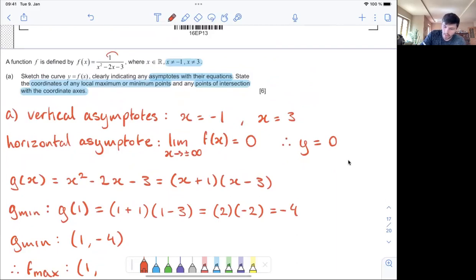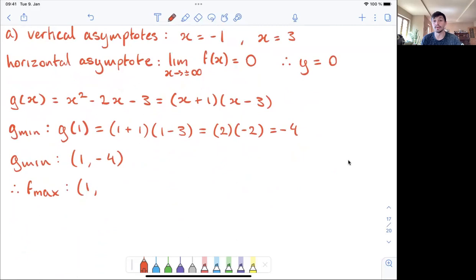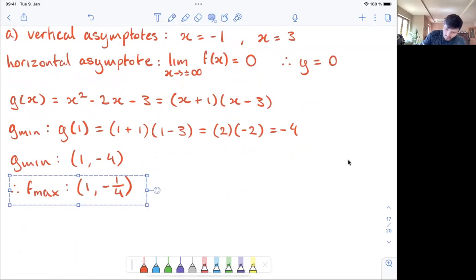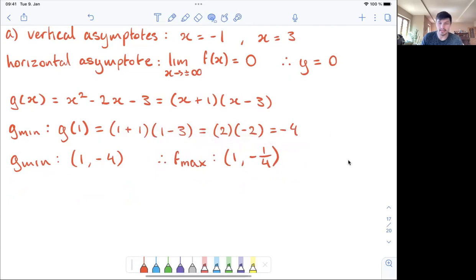x, we'll see that we get 1 over essentially negative 4, because we know what happens when we put it into that. We found that there. And so the answer here, or the y-coordinate for the maximum point of f, will be negative 1/4. All right, and so now we have the maximum point and we've got our asymptotes. Now let's look at the intercepts with the coordinate axes.